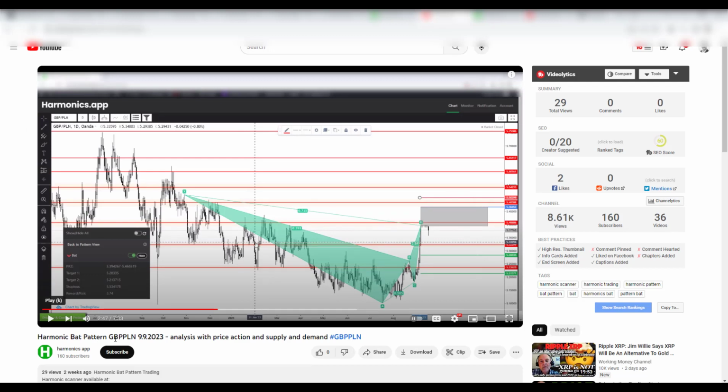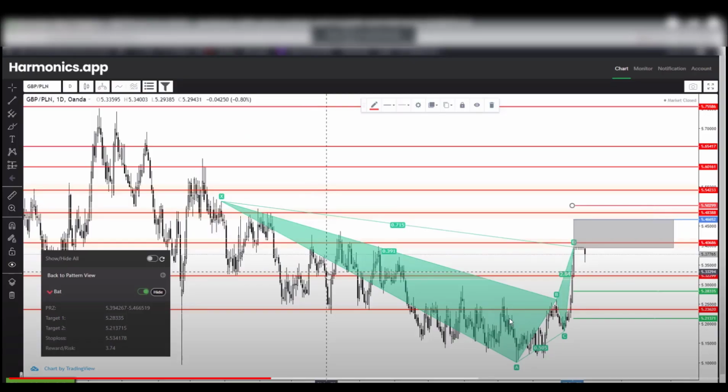If we go to the previous week's analysis on the channel, the harmonic bat pattern for GBP against the Polish currency is visible here. You can see the potential reversal zone was here, with the stop loss at 5.5. Let's stretch this to full screen so you can see it more clearly. It formed a downtrend, then the price went outside of the trend and formed a potential reversal zone, pointing that the price could reverse back down in the direction of the trend.